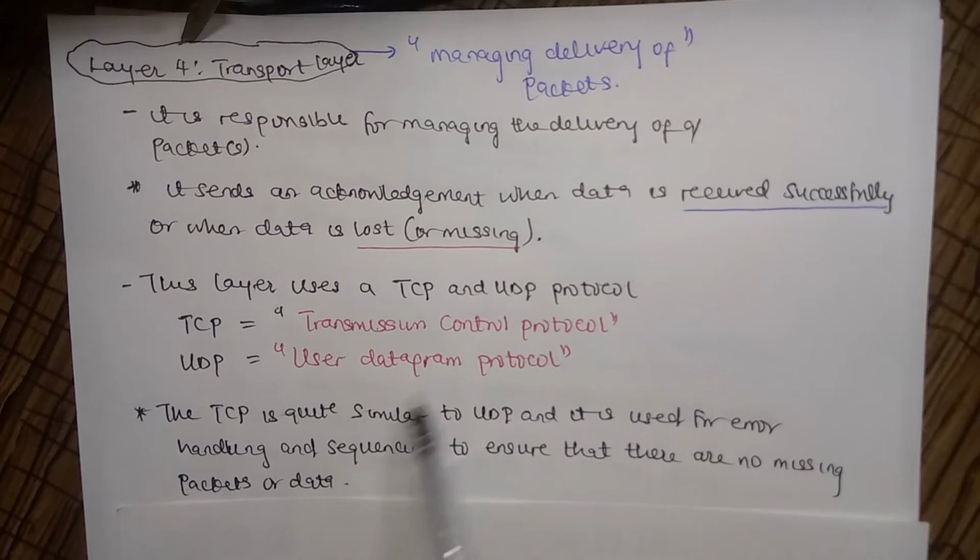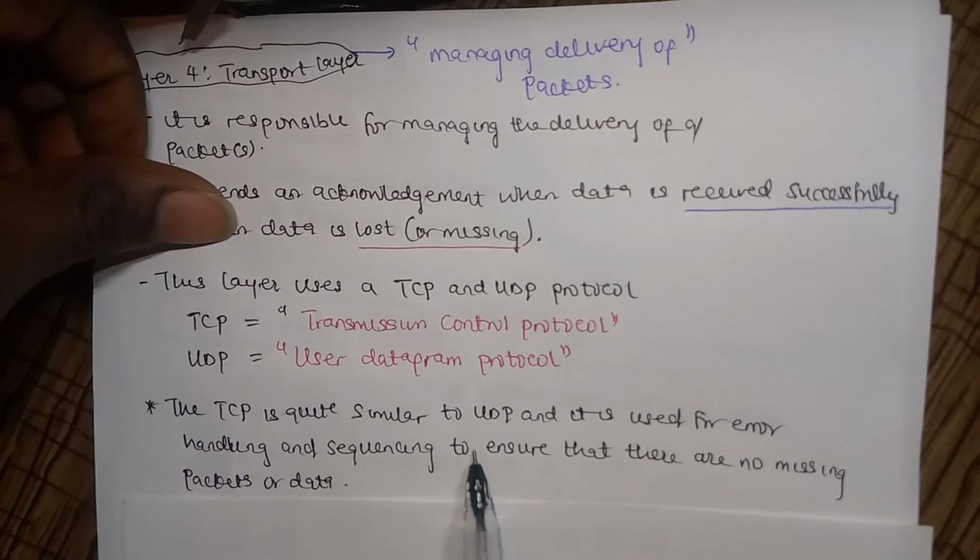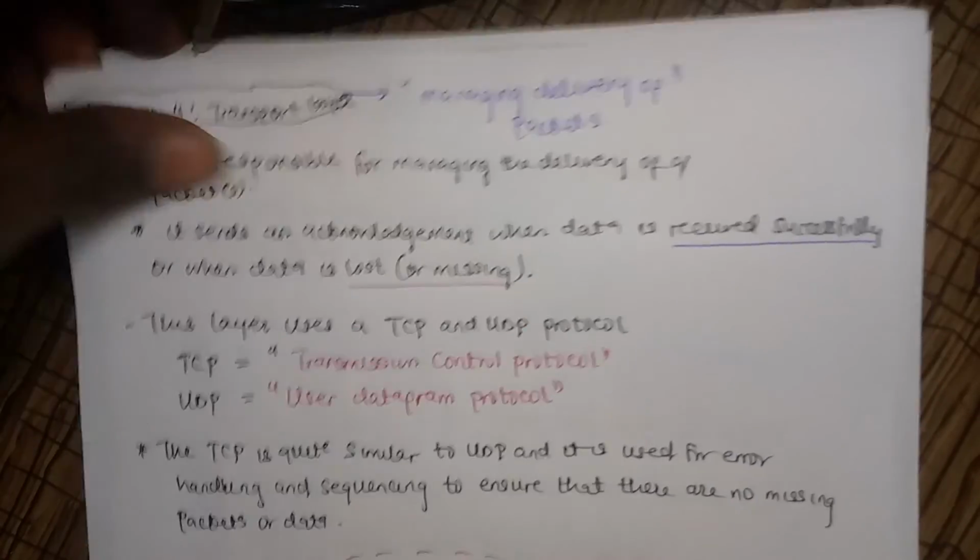Protocol, right? Control Protocol. And UDP is User Datagram Protocol. Both of them are quite similar, and they are responsible for handling error and sequencing to ensure that there are no missing packets. Let's look at that.